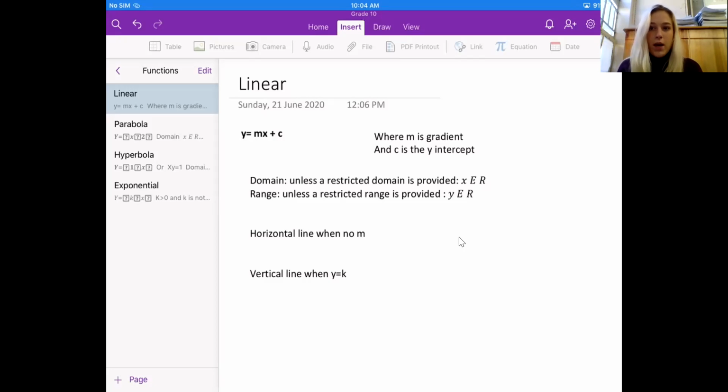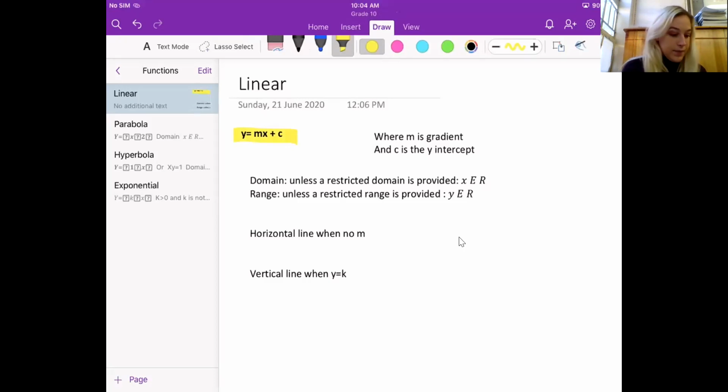So we know that our linear function has the basic form y equals mx plus c. And we have been looking at that one in the most detail. So we've been doing the gradient intercept method, the dual intercept method, and we know how to draw those lines. Okay, so let's have a look.